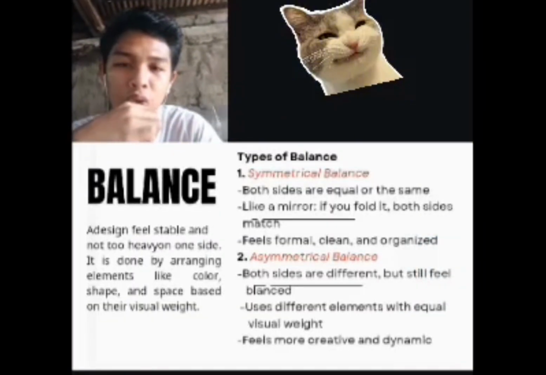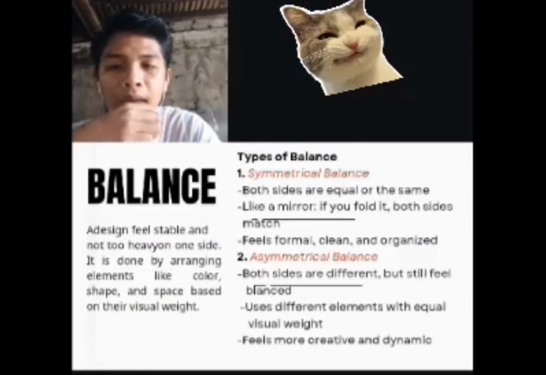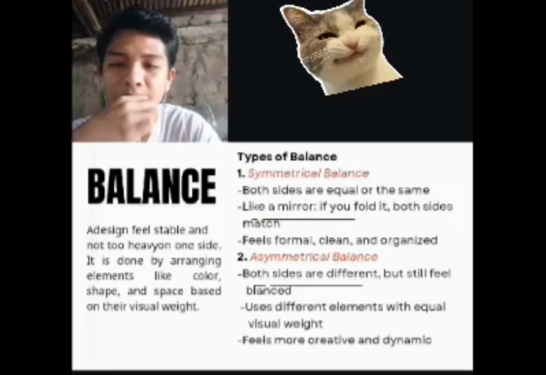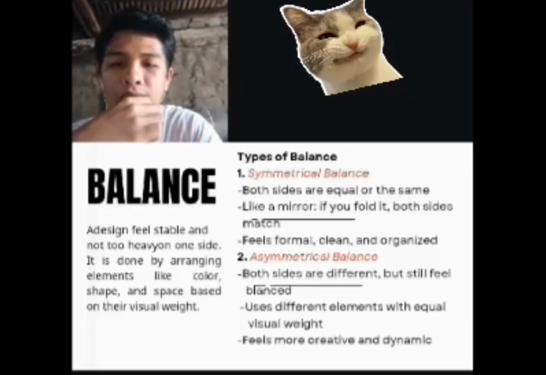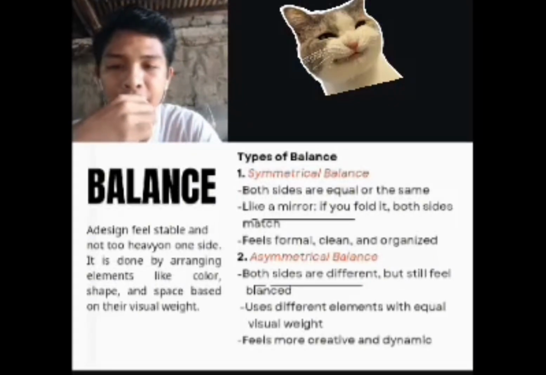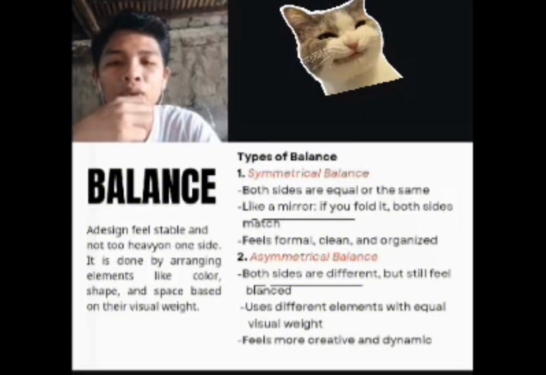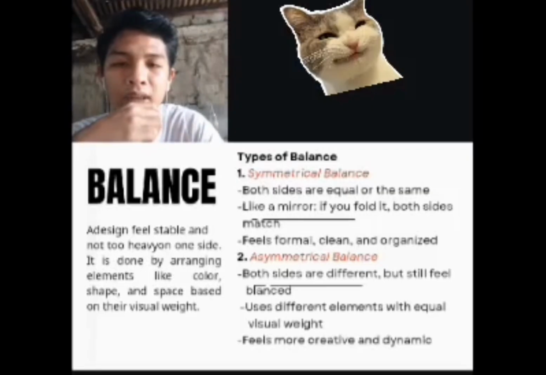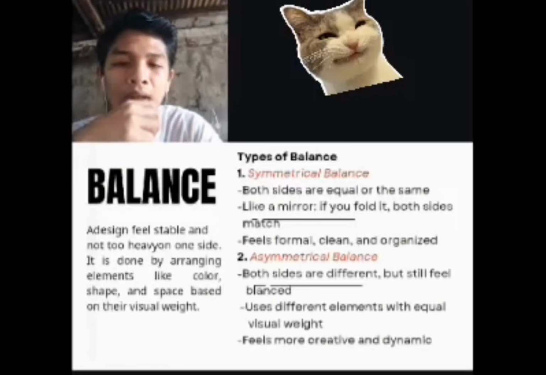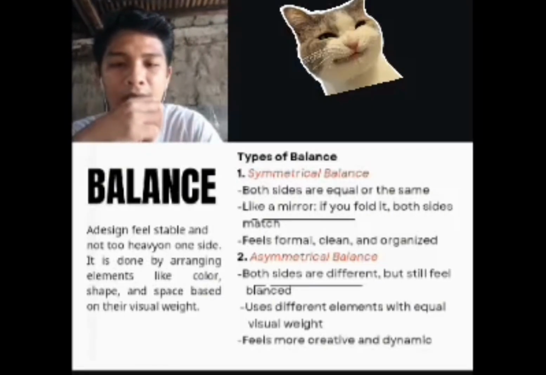Now let's proceed to balance. A balance is when a design feels stable and not too heavy on one side. It is done by arranging elements like color, shape, and space based on their visual weight. When we say balance, we have two types of balance. First, we have the symmetrical balance, and second, we have the asymmetrical balance.